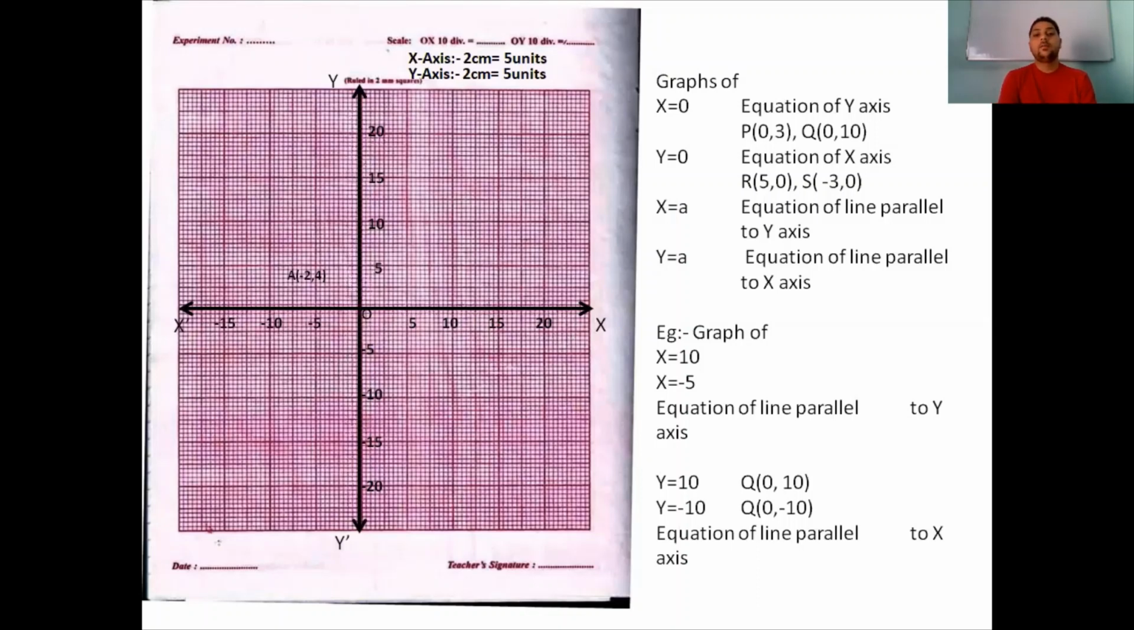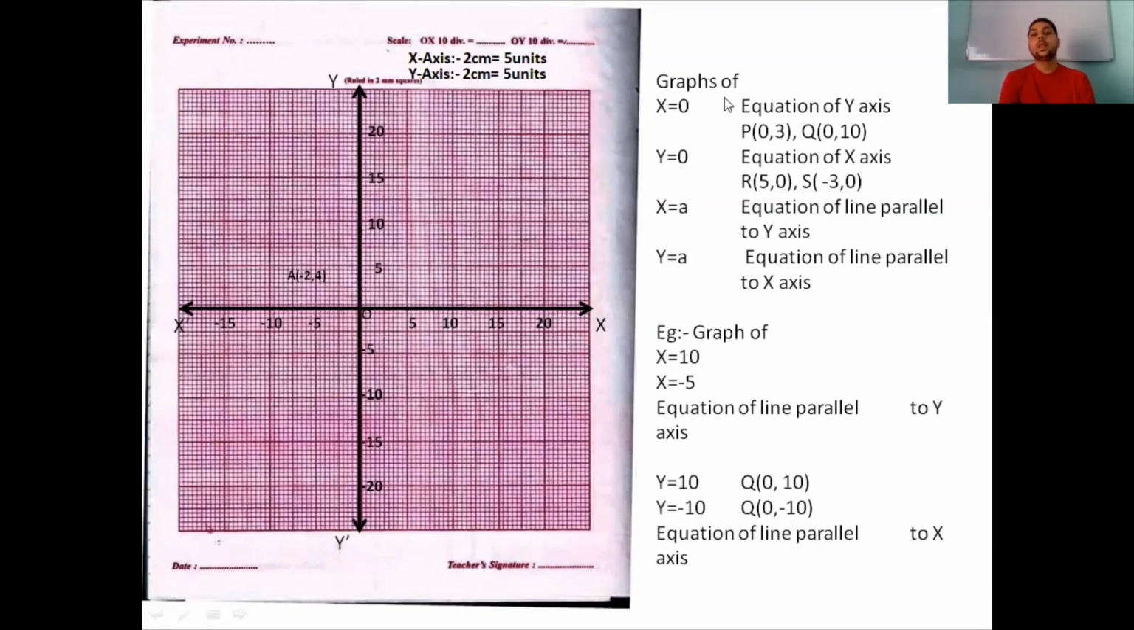Now we have taken the scale factor as 2 centimeter equal to 5 units. Now we can see that we can express numbers up to 25 here. Each scale division is 2 centimeter equal to 5 units. This is 5, this is 10, 15, 20 and 25 here.